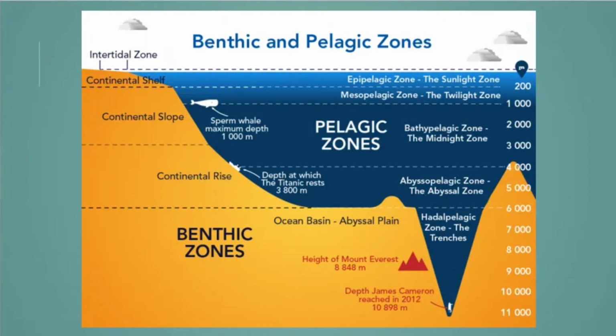And then there are the three aphotic zones: the bathypelagic zone or midnight zone from 1,000 metres to 4,000 metres. Then there is the abyssopelagic zone or abyssal zone from 4,000 metres to 6,000 metres. And then the hadalpelagic zone, also known as the hadal zone or trenches, from 6,000 metres to the bottom of the ocean, around 11,000 metres.